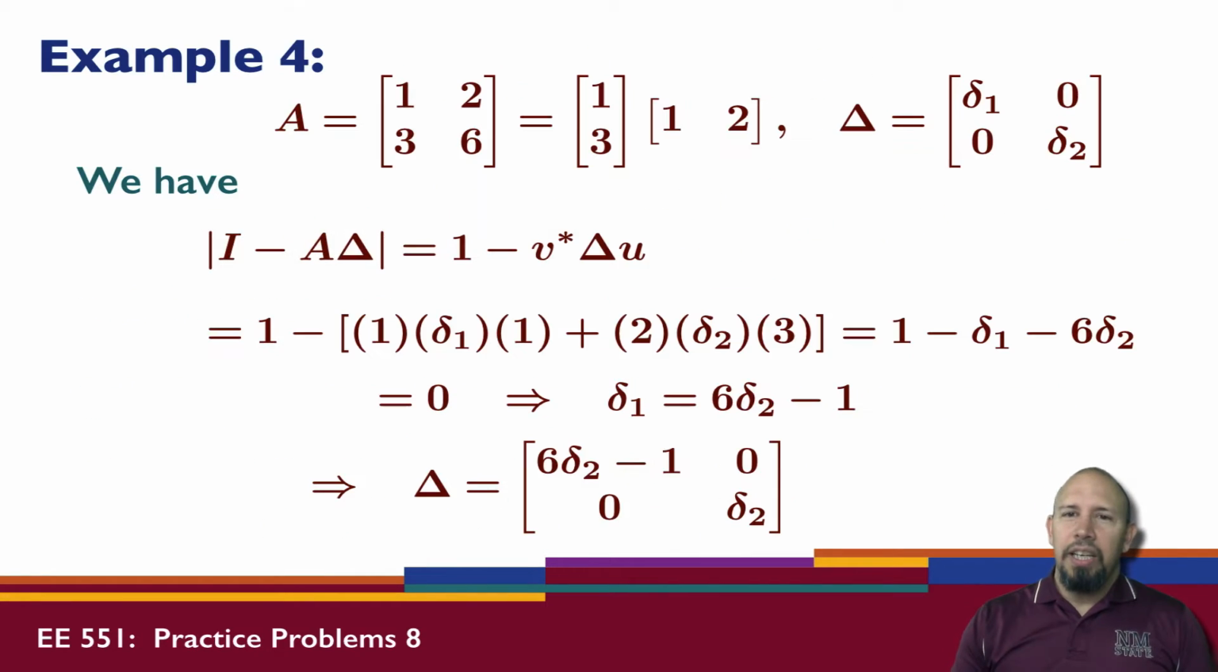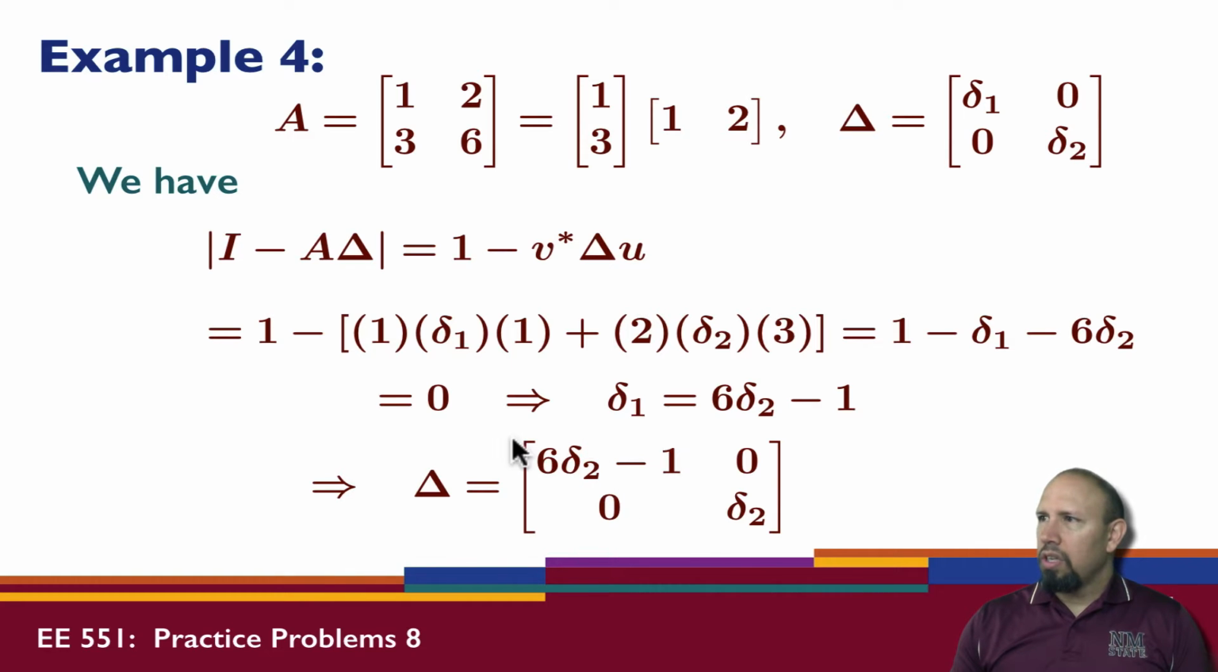So that's example 3. Example 4. Here's my matrix. So it's very similar to what we had before, but instead of having 4 here, I have 6, which makes this matrix into a dyad. Okay, and here I'm going to have a diagonal uncertainty matrix. So again, the determinant of I minus a delta we can show is equal to this, which boils down to this. Setting it equal to 0 and solving for delta 1, I get this, and so this is my uncertainty set.